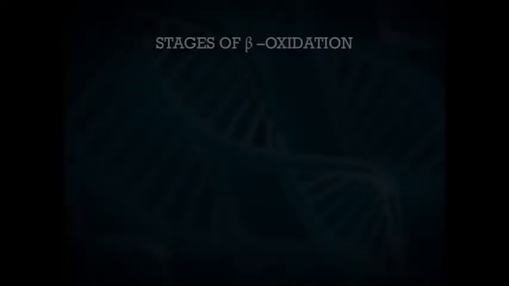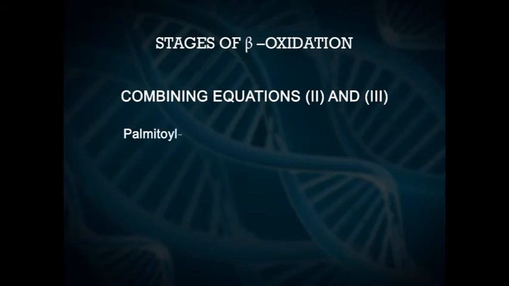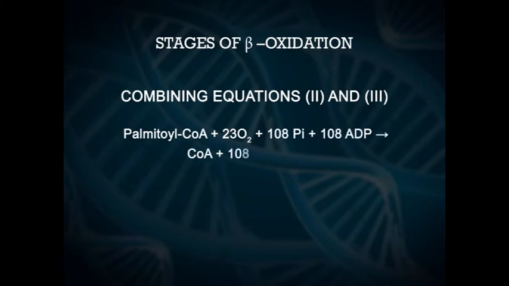Combining equations 2 and 3, the overall equation for the complete oxidation of palmitoyl-CoA to carbon dioxide and water is represented as 1 palmitoyl-CoA, 23 molecules of oxygen, 108 inorganic phosphate, 108 ADP molecules to finally yield 1 CoA molecule, 108 ATP molecules, 16 carbon dioxide plus 23 water molecules.